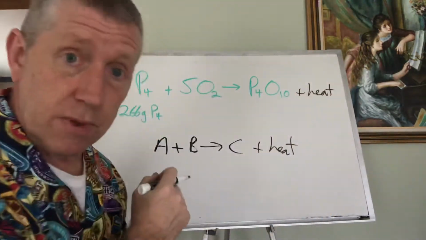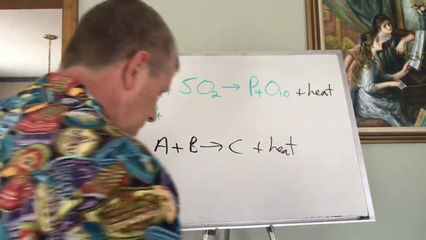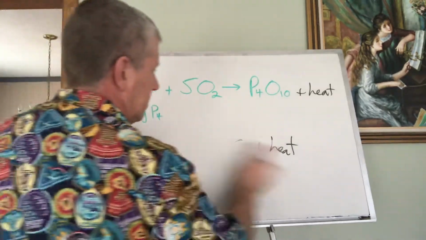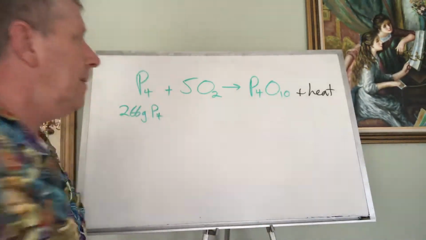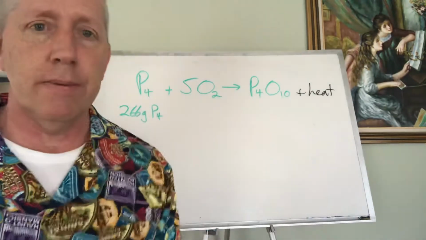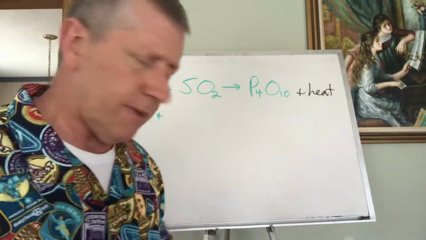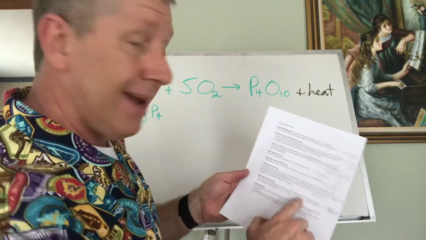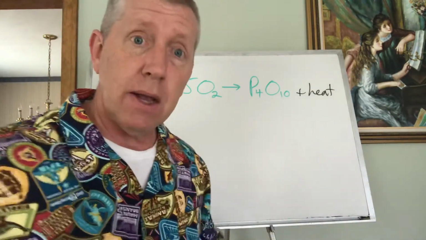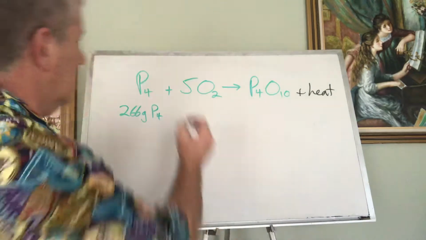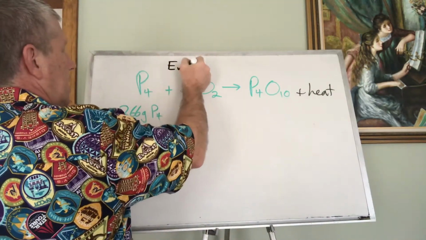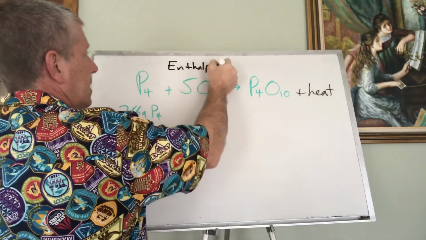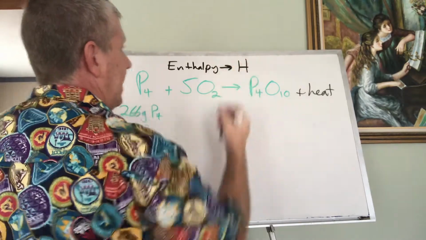It's going to be a product in this reaction. So let's get rid of this. And I want us to know how much heat. Well, it tells me one other thing that's really important. You can see here the change in H. In enthalpy, the abbreviation is H. Enthalpy is abbreviated by H for heat.